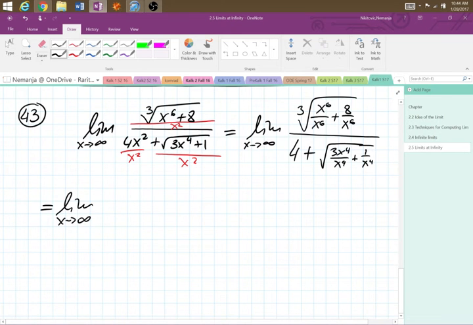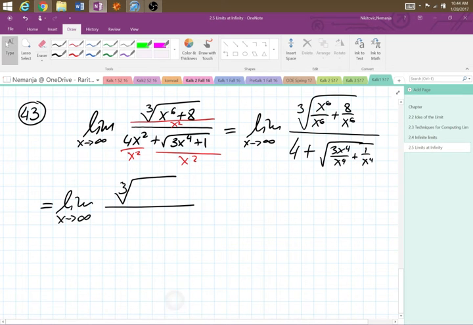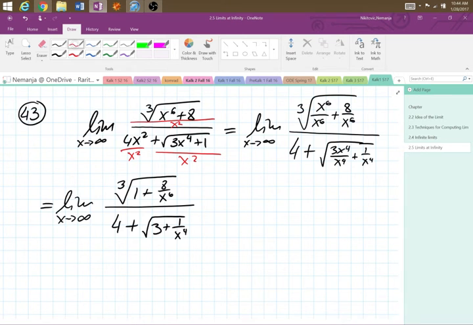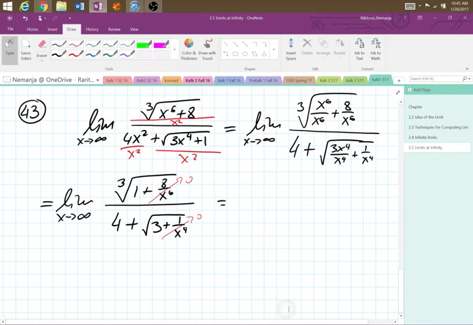Limit x goes to infinity. We have the cube root of 1 plus 8 over x to the 6, plus 4, that cube is awful. There we go. Square root of 3 plus 1 over x to the 4th. Now we know that goes to 0, that goes to 0. And look what you got. Cube root of 1 is 1, divided by 4 plus root 3.